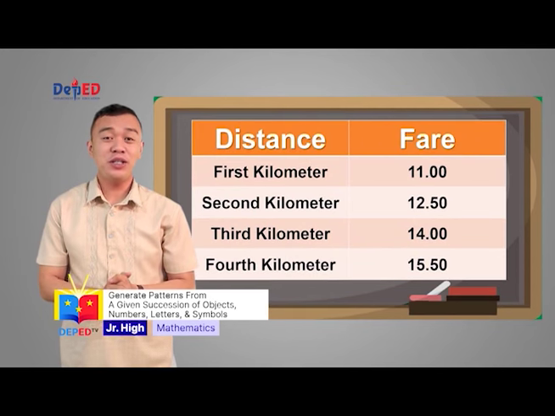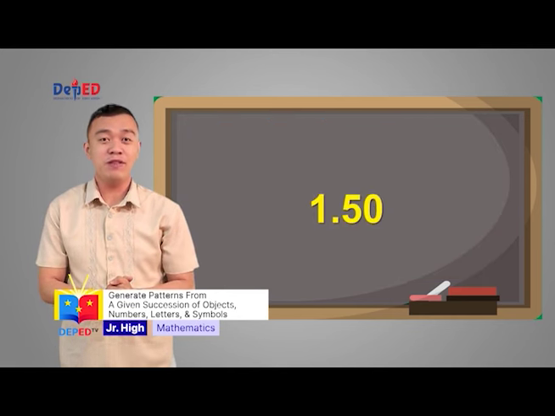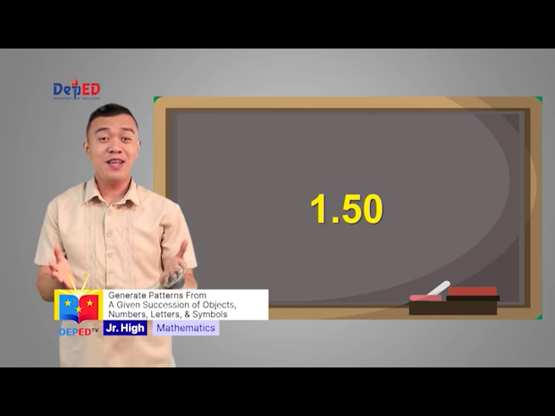For the first kilometer, you have to pay 11 pesos. For the second kilometer, you have to pay 12 pesos and 50 centavos. For the third kilometer, you have to pay 14 pesos. And for the fourth kilometer, you have to pay 15 pesos and 50 centavos. If we compute the increase of fare for every increase of kilometer distance, they are all equivalent to 1 peso and 50 centavos. With this, the fare rate is an example of an arithmetic sequence.